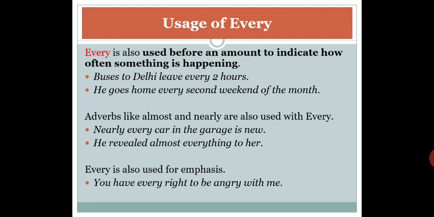Every is used before an amount to indicate how often something is happening. There we have to use every also. Like, buses to Delhi leave every 2 hours. So after every 2 hours, buses to Delhi leave from there. That's why we have used every. He goes home every second weekend of the month. Here also we have used every.